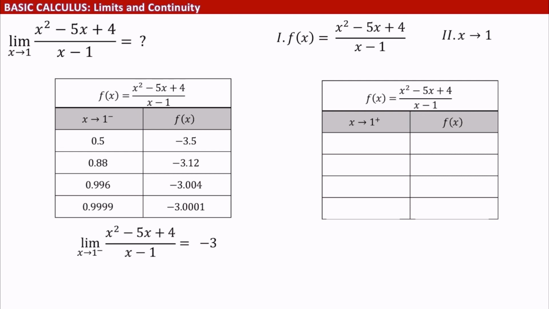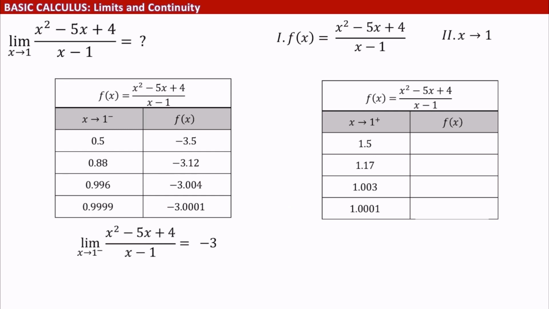In this case, since we approach 1 from the right, our x values here should be greater than 1. I'll start with 1.5. And then from here, I'll get closer and closer to 1. For the next value, I'll have 1.17. Next, I'll have 1.003. And lastly, I'll have 1.0001. As you can see here, our x approaches 1 from the right. Now, let's have the f of x column.